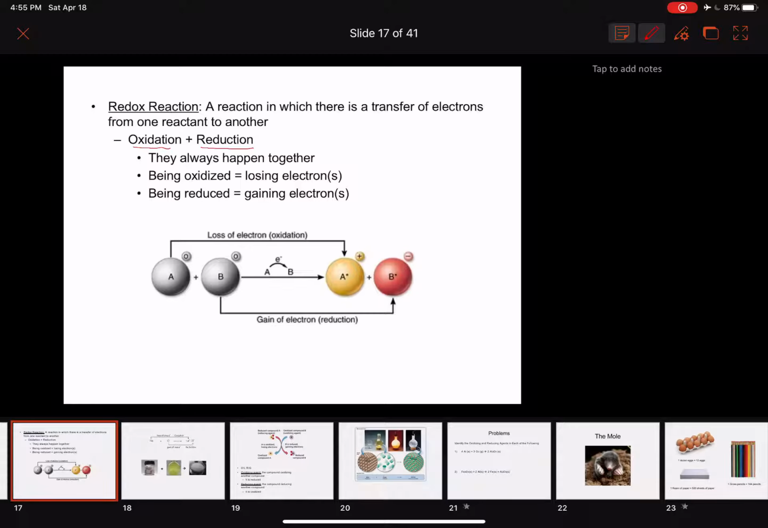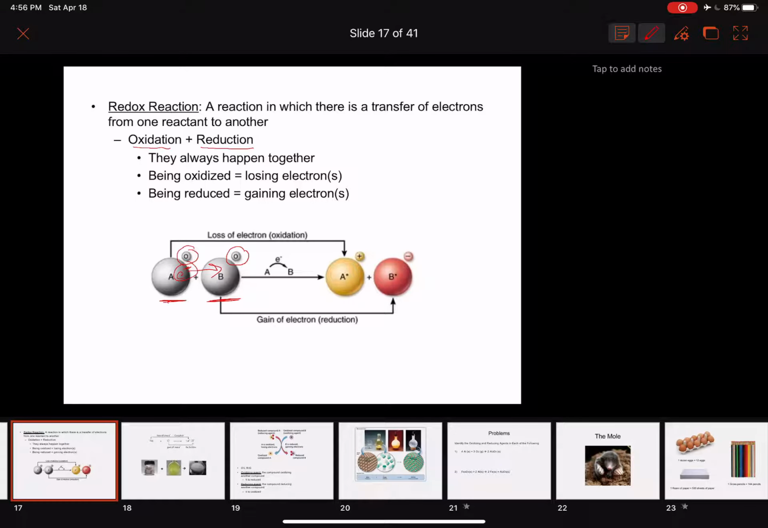So we can see in the reaction below that we have reactant A. And right here it's telling you it's got a charge of 0, so it's neutral, with reactant B. And up here it's telling you that it's neutral. And what's happening is that A is transferring one of its electrons. So we have an electron right there. It's transferring it over to B.